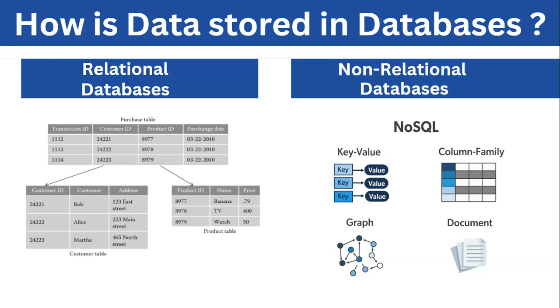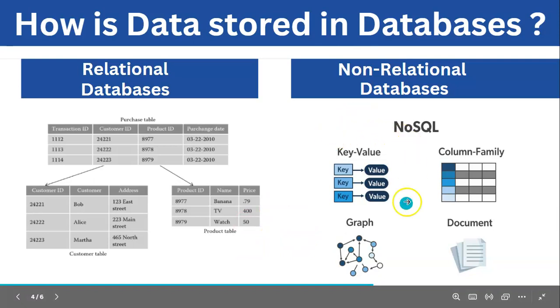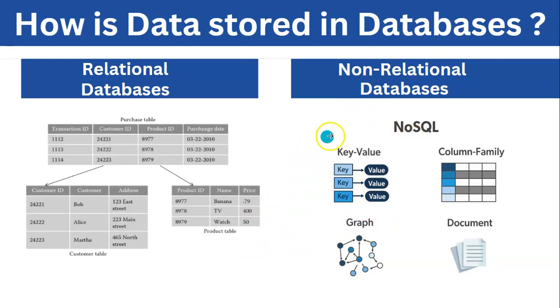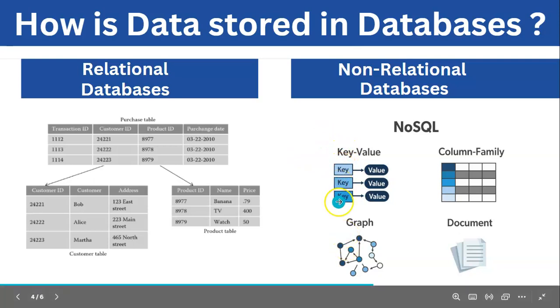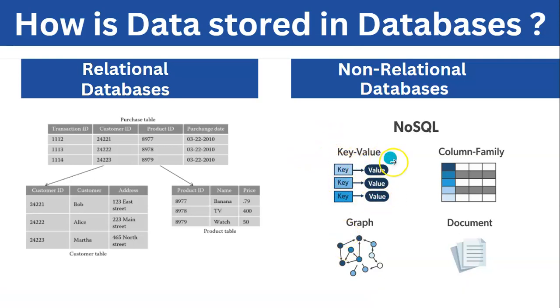Okay, so let's discuss non-relational databases. We have seen that key value is basically used to store one single key that is unique, and the values that can be stored against each key. In this way it is easy to filter out the data using a specific key, right?